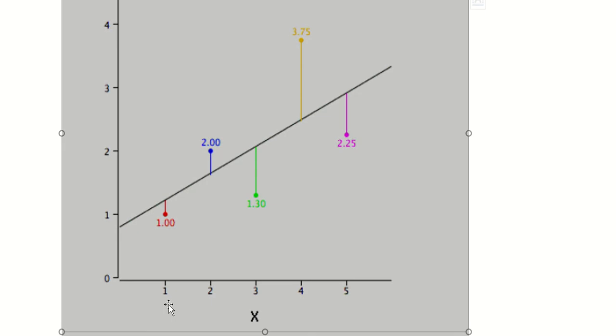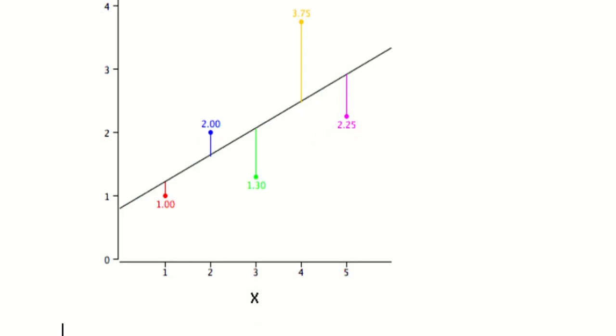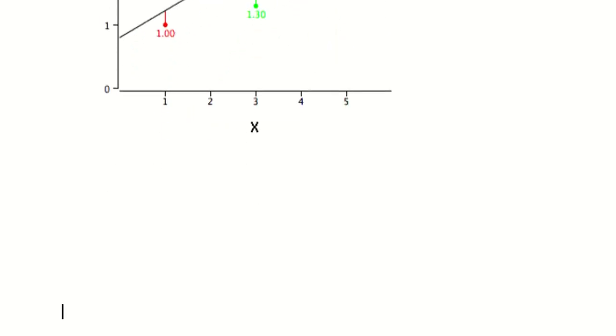Now let's move straight to the practical part. Let's try to understand this concept with the help of an example.